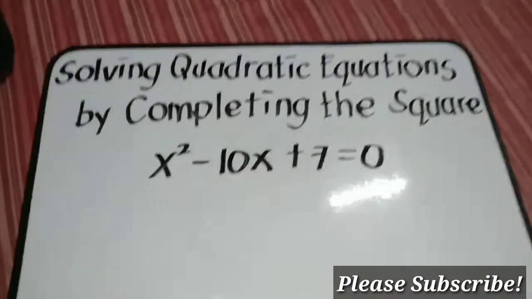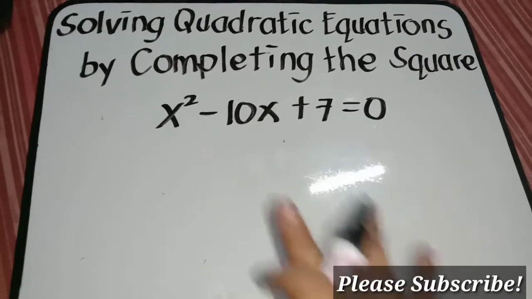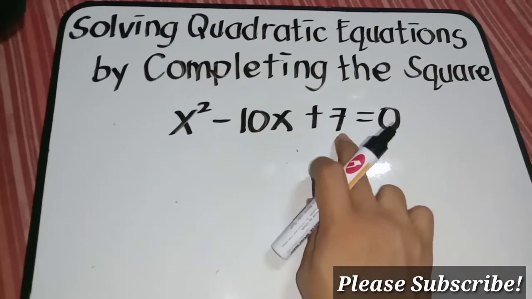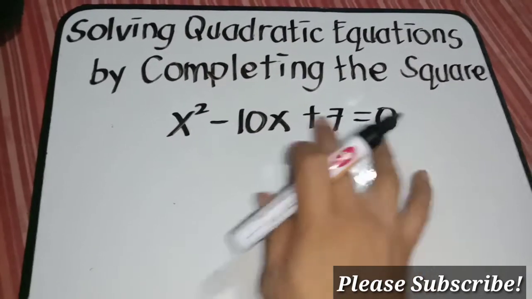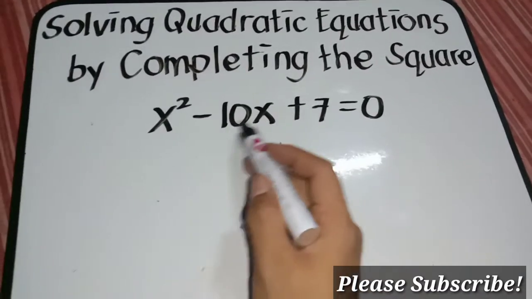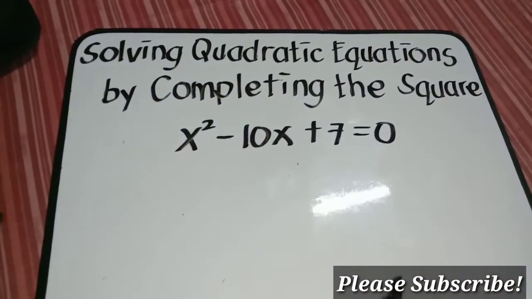Okay, our first example is x squared minus 10x plus 7 is equal to 0. So, kung titignan siya, by factoring, hindi siya pwede kasi ang factor ng 7 is 7 and 1 lang. So, pag pinag-add natin yung 7 at saka 1, 8 lang nilalabas. So, hindi kaya maging 10.